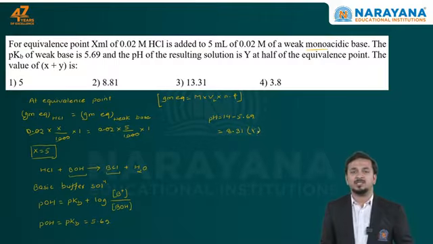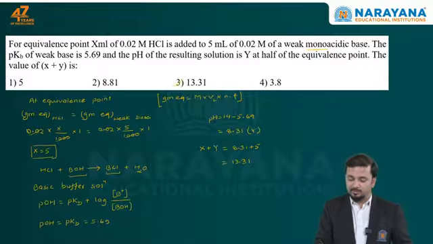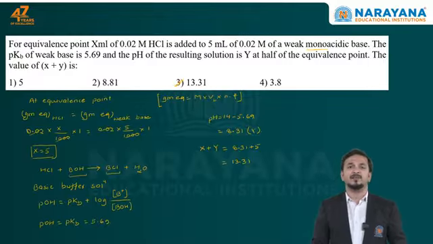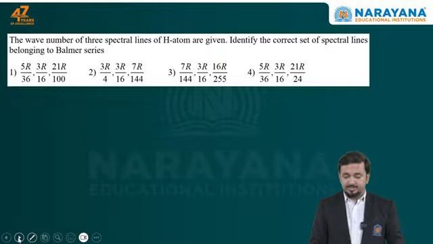So we have got X as 5 and Y as 8.31. X plus Y, which they are asking, will be 8.31 plus 5, that is equal to 13.31. So the correct answer for this question is option 3. This again I'll rate as a moderate to difficult question. Let's see the next question.